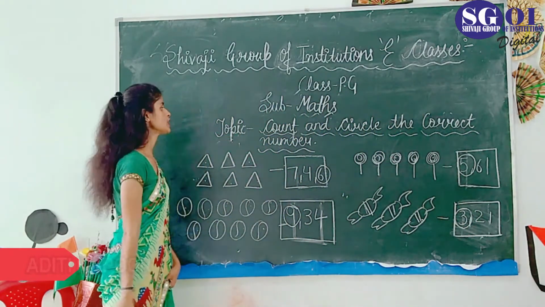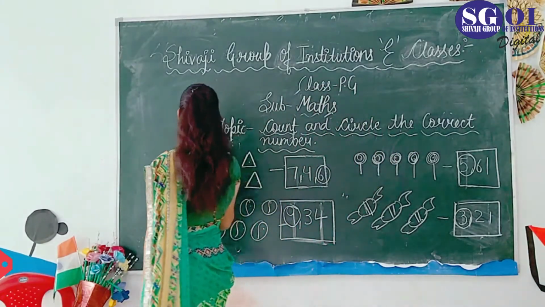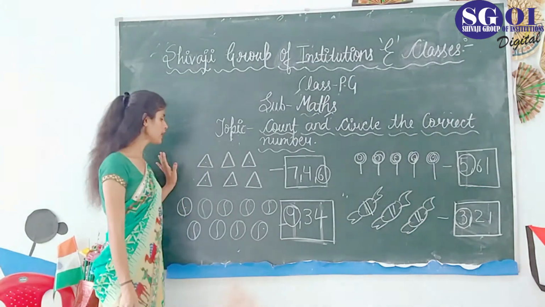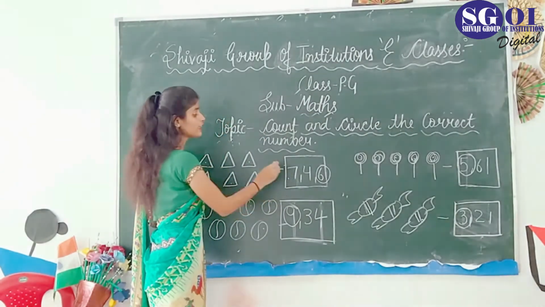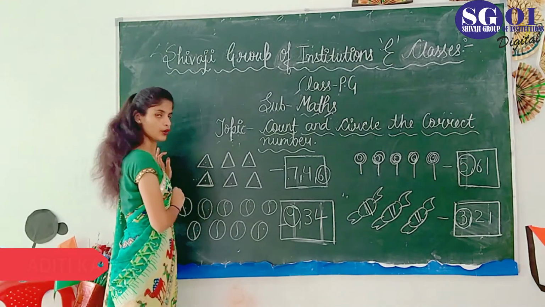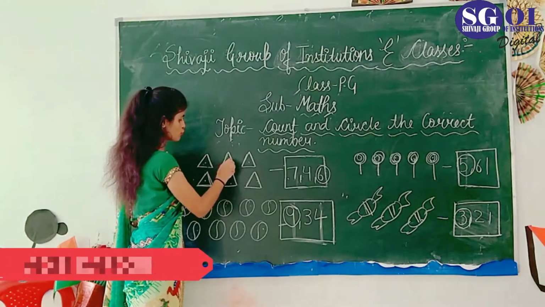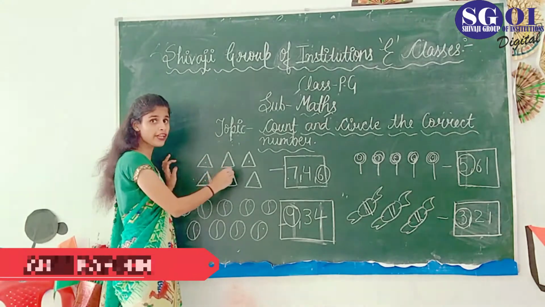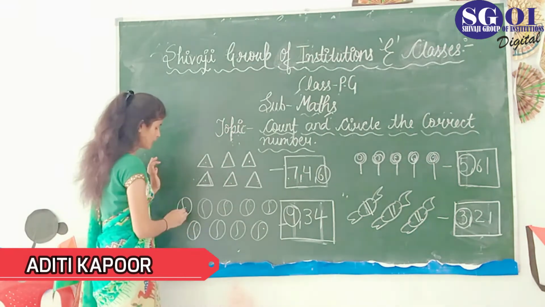Okay. Once again I repeat it. Topic: count and circle the correct number. First of all count it and then write it. हमें इसमें पिक्चर काउंट करनी होती है एंड देन उसकी डिजिट लिखनी होती है दैट हाउ मेनी पिक्चर्स आर देयर. ओके, जस्ट लाइक दिस. 1, 2, 3, 4, 5, 6. There are total 6 triangles. So we will circle number 6.